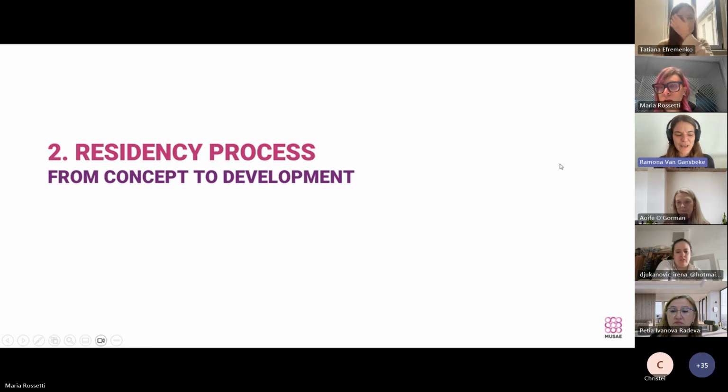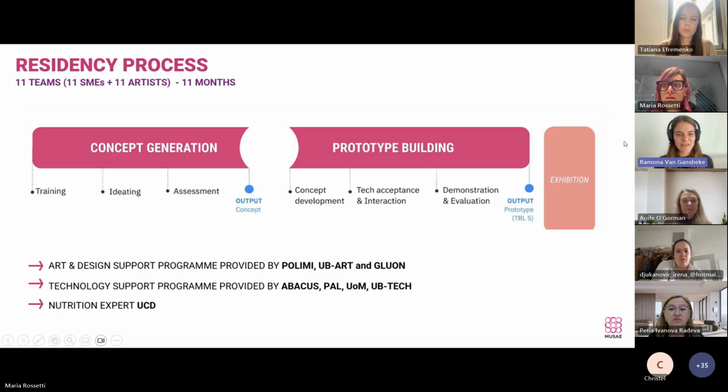So let's have a few words on the residency process and how we foresee that going. After selecting the winning teams, we will have approximately 11 months together. We have structured the residency into 2 main phases, each with their specific tasks and objectives. And in the consortium, we will have a mix of technology experts, art experts, and nutrition experts who will support you throughout the process with knowledge and expertise.